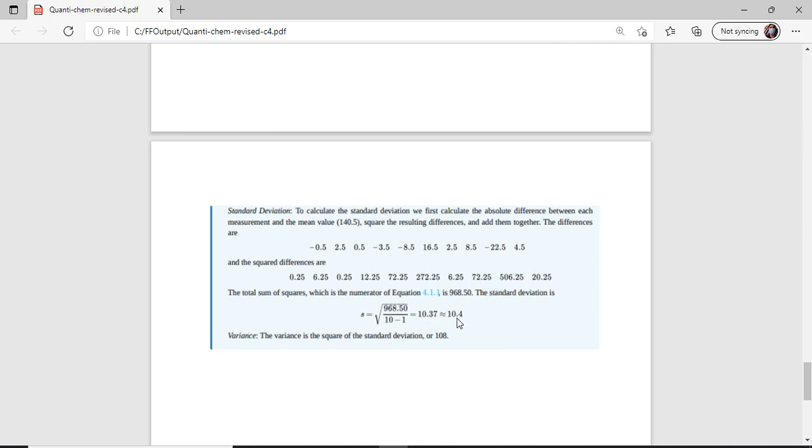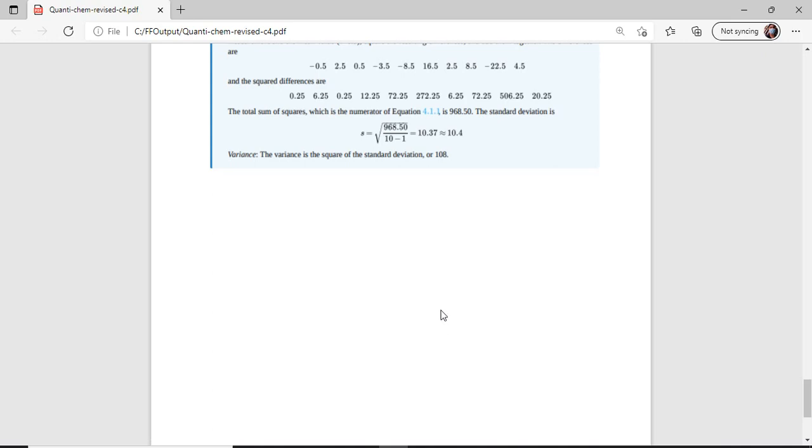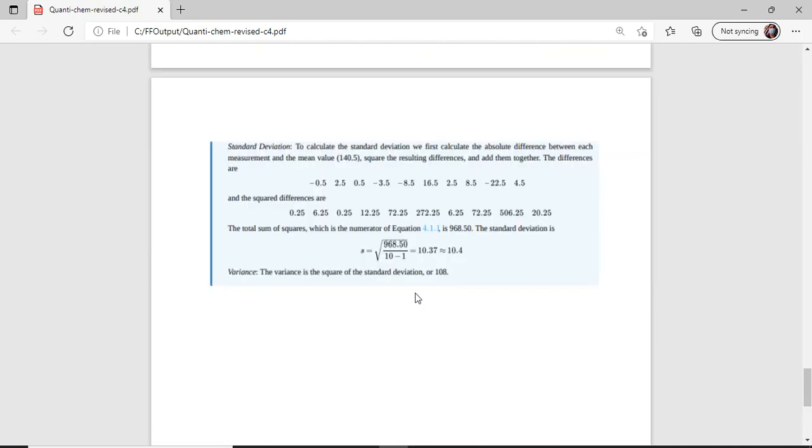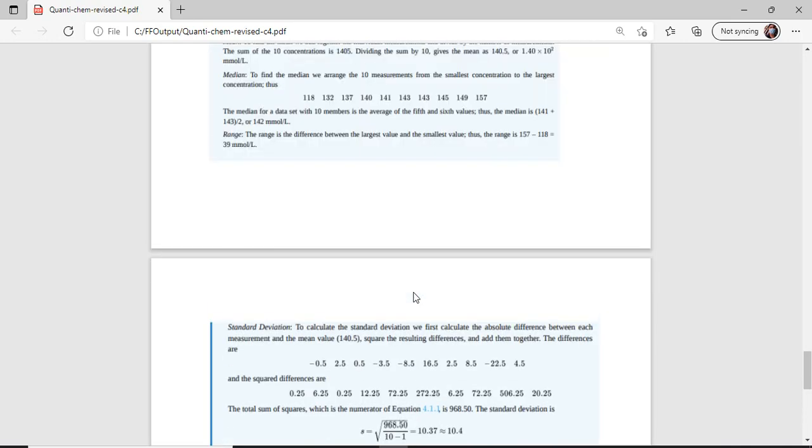Now, for your variance, simply square your standard deviation, or multiply it by itself. The variance is the square of your standard deviation, or 108. It is very simple if you have already gone through statistics. So that will be all for chapter 4, and see you in our next topic.